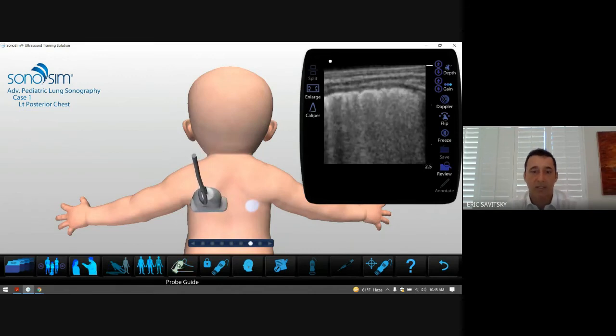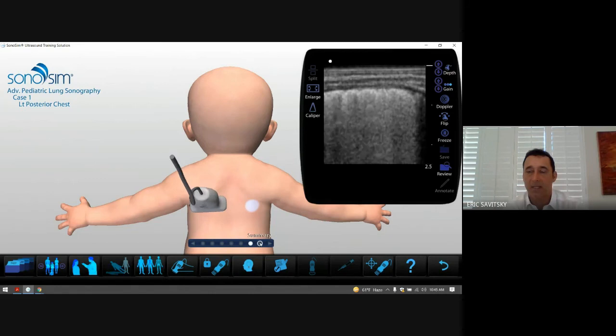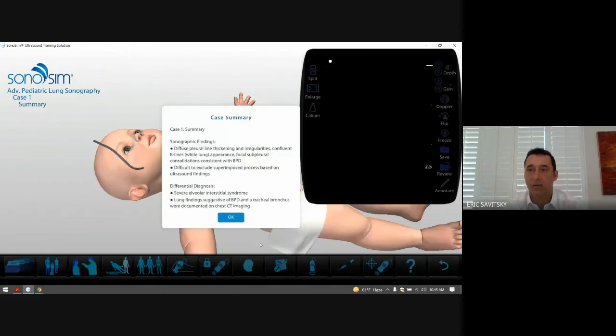So just kind of reviewing the clinical history of this patient with BPD and a fever, this looks like findings that are consistent with what I would say BPD. You have diffuse pleural line thickening, irregularities, confluent B lines, focal subpleural consolidations. Cannot really exclude a superimposed disease process, whether it's a viral or bacterial infection, just based on the density. So the differential of this patient would be a severe alveolar interstitial syndrome. Remember, it's everything from viral pneumonias to pneumonitis, but the findings are also consistent with underlying BPD, so it'd be comparing to kind of baseline findings.